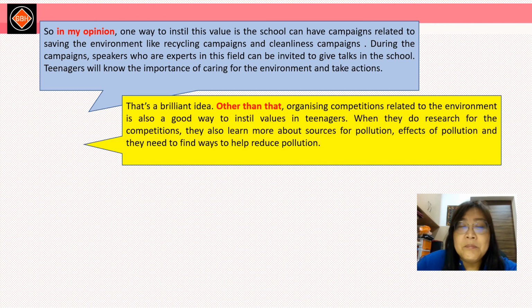And for candidate B, that's a brilliant idea. Other than that, organizing competitions related to the environment is also a good way to instill values in teenagers. When they do research for the competitions, they also learn more about sources of pollution, effects of pollution, and they need to find ways to help reduce pollution.